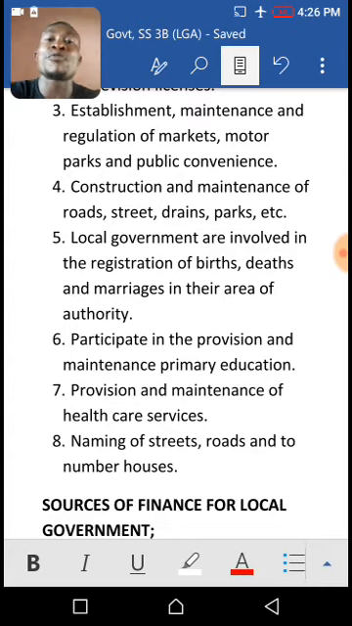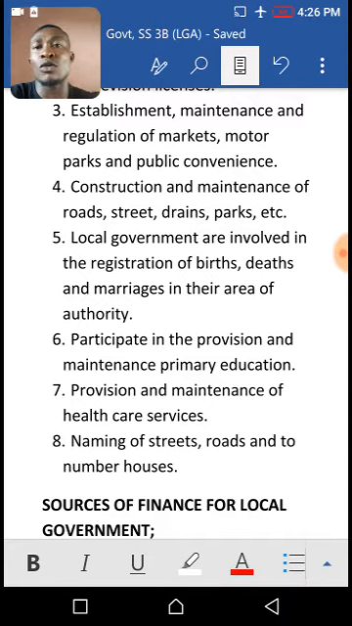Number 6, participate in the provision and maintenance of primary education. They provide primary education, that is the primary schools. They provide maybe teaching equipment, they build classrooms, and also attend to other needs or problems at the primary school level in their locality.